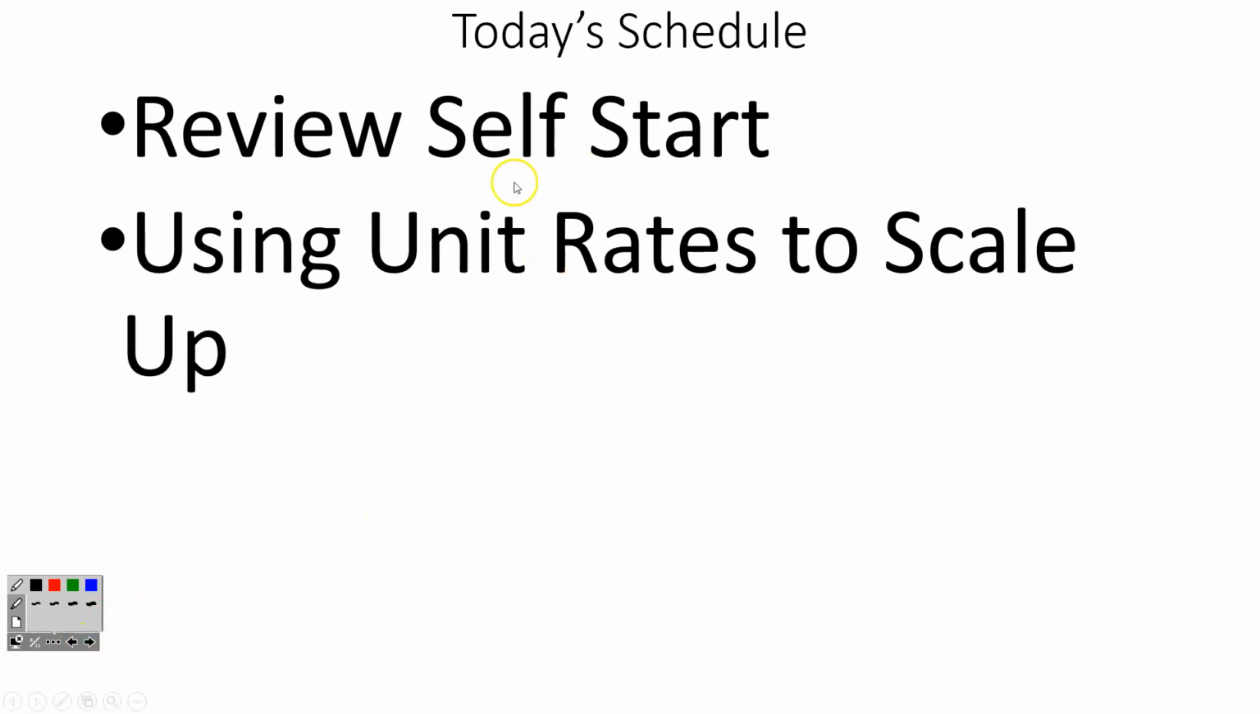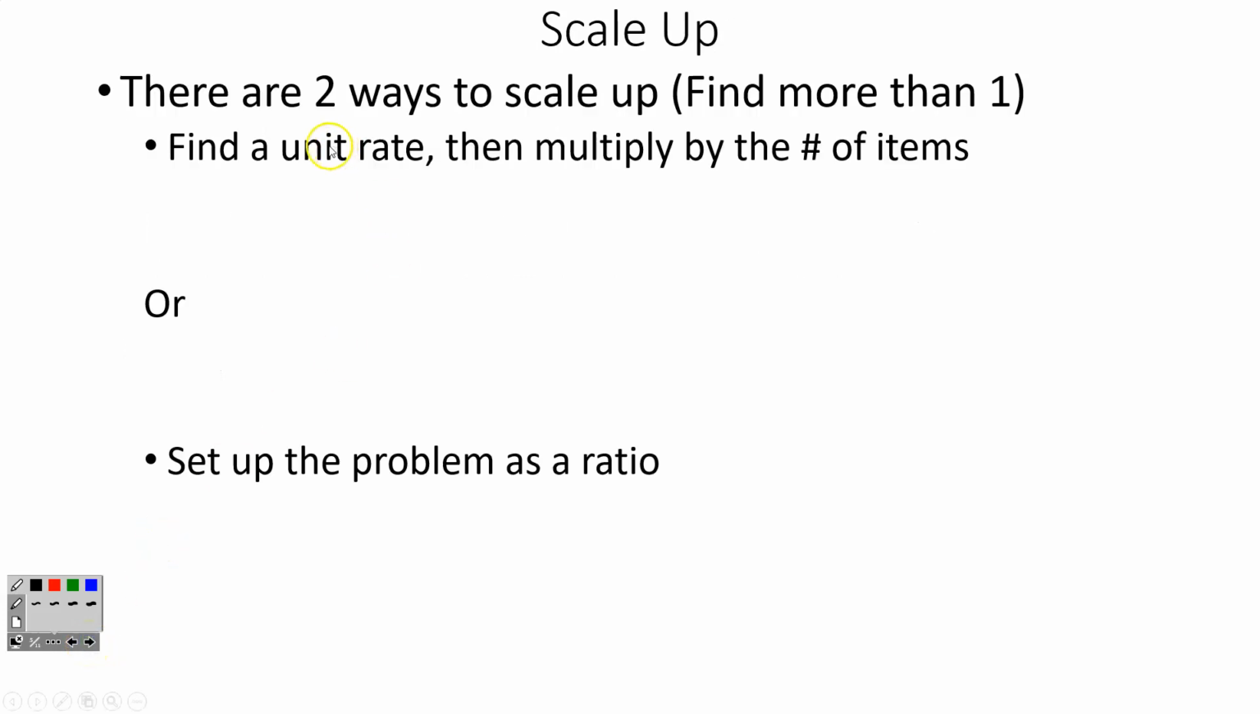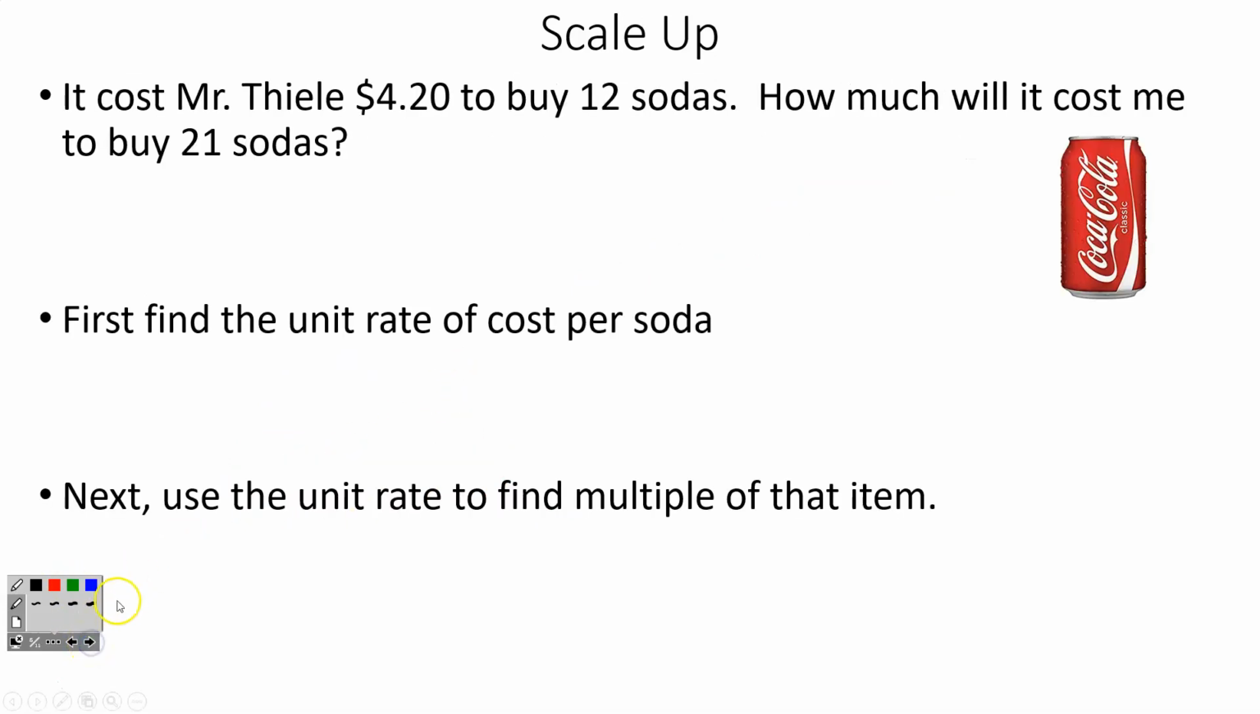For today, we've done the self-start, and we're going to be using unit rates to scale up. So what I mean by scaling up is finding more than just 1. So there's 2 ways to do this. You could first find a unit rate then multiply by the number of items, or you could set the problem up as a ratio. So I'm going to walk you through how to do both ways.